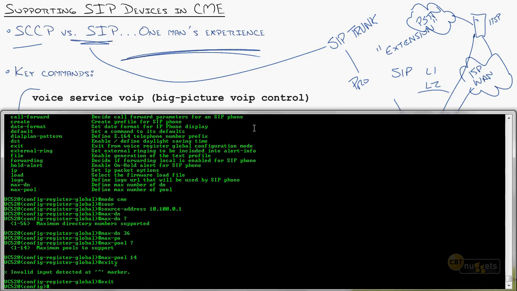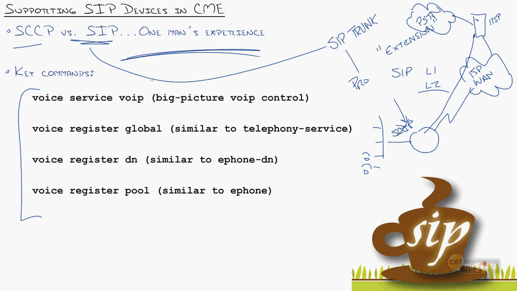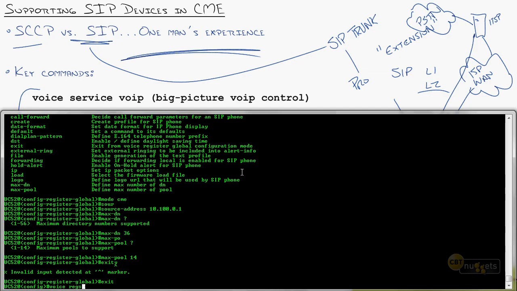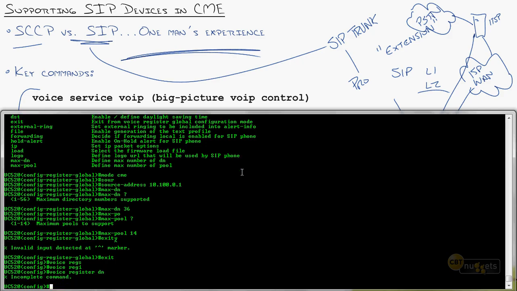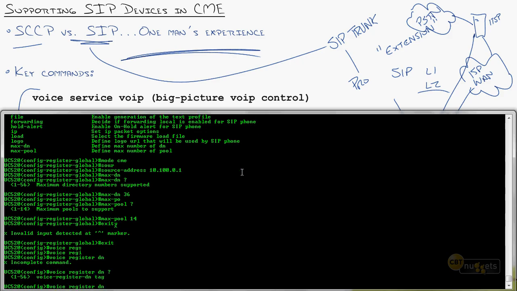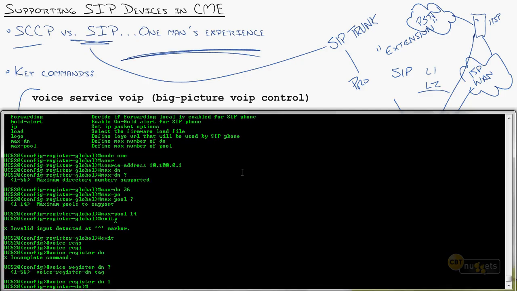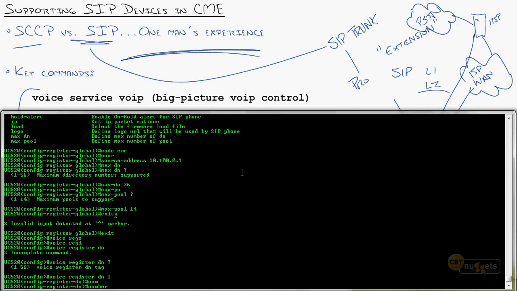So that's somewhat where that name comes from. So you exit out. That's your telephony service config. Then you start doing your ephone DNs and your ephones, but for SIP they call them voice register DN. You get the feel here? Voice register, voice register, voice register, because this is now considered a SIP registrar server. So I'm going to come in and do voice register DN, and this is where you put your little tag in there. Again, similar to the ephone DN tag, and I'll say 1, and I can do number, same exact configuration.